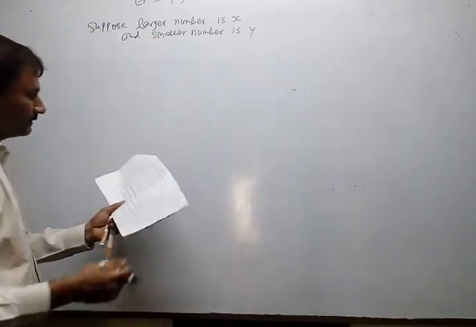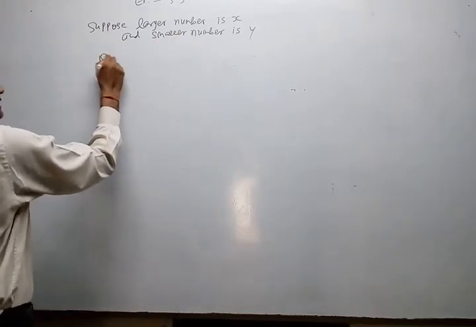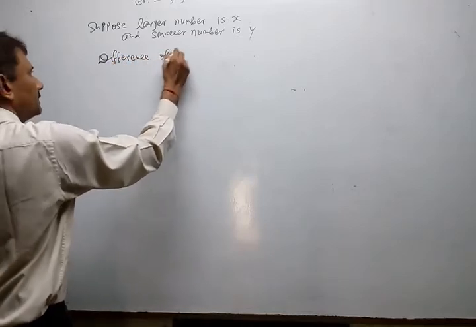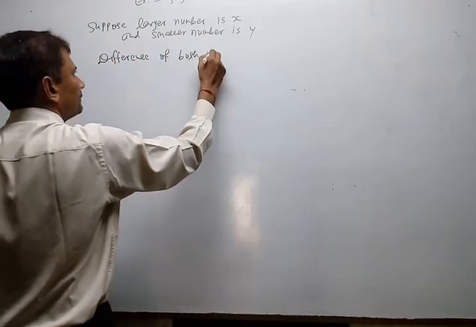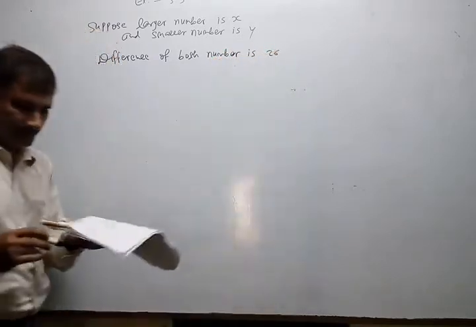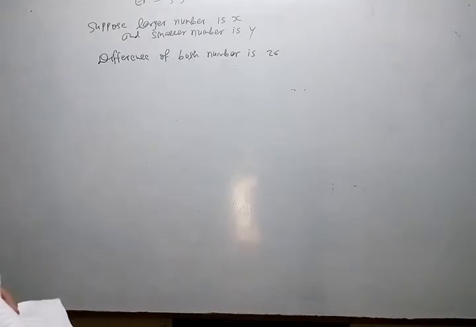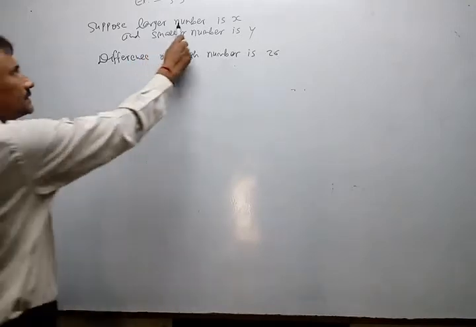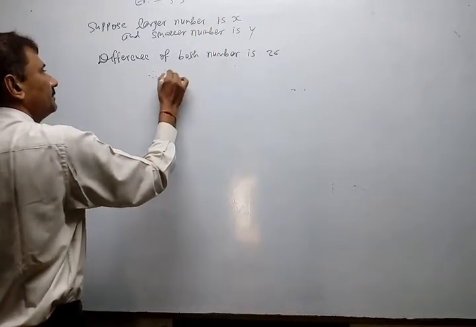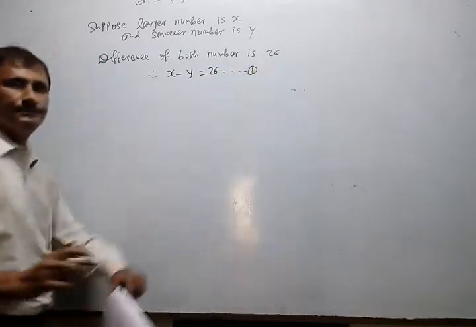Now they have given the difference, so write that statement also. The difference of both numbers is 26. Okay. So obviously x minus y, not y minus x, because the greater number is x. Therefore, x minus y equal to 26, equation number 1.